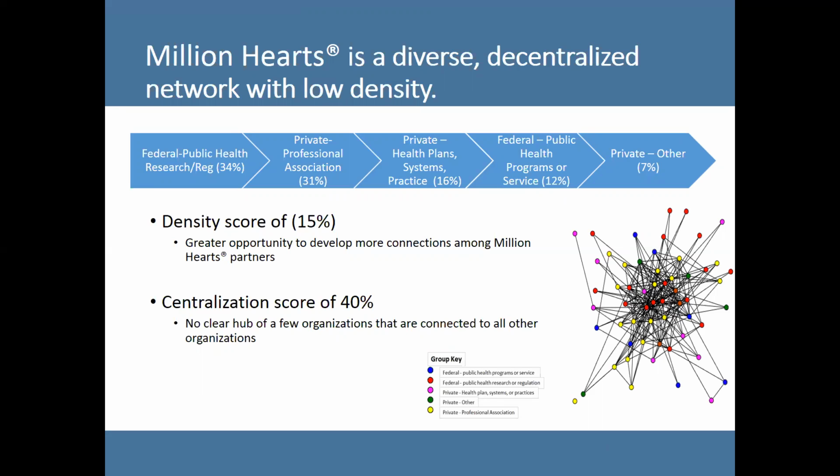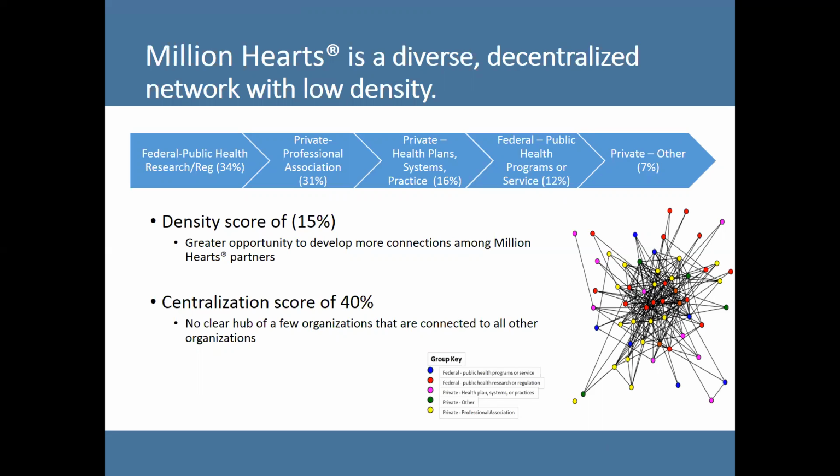The density score here is a measure of all of the connections that are reported in the survey compared to those that could have been reported. So 100% would mean everyone is connected to everyone. What you'll see here is that the Million Hearts Network has a very low density score. So the way we like to look at that from a network leadership perspective is that there is a lot of opportunity here to develop more connections among partners.